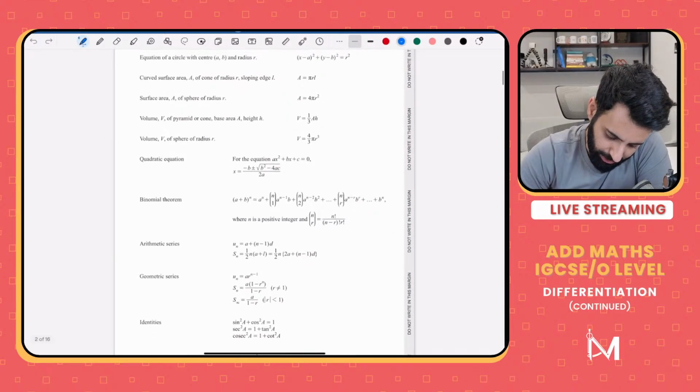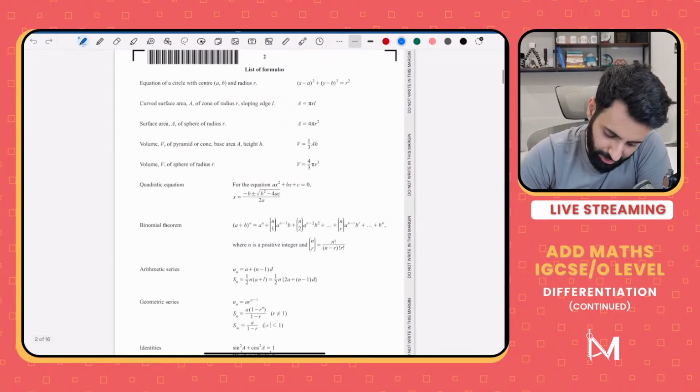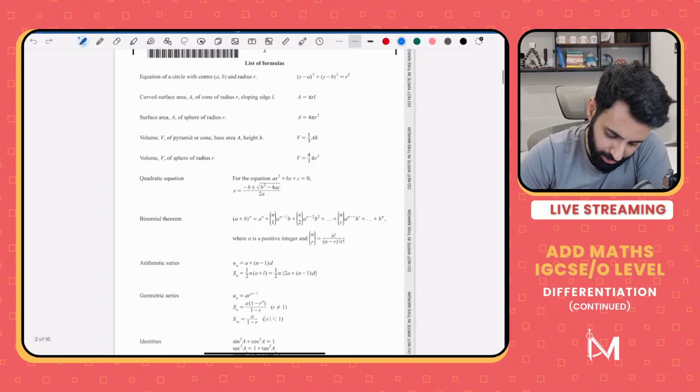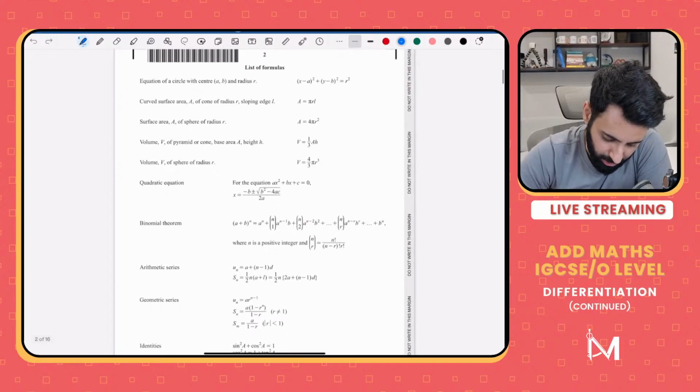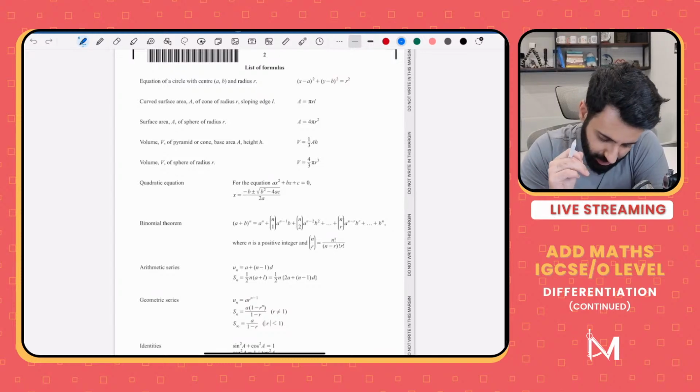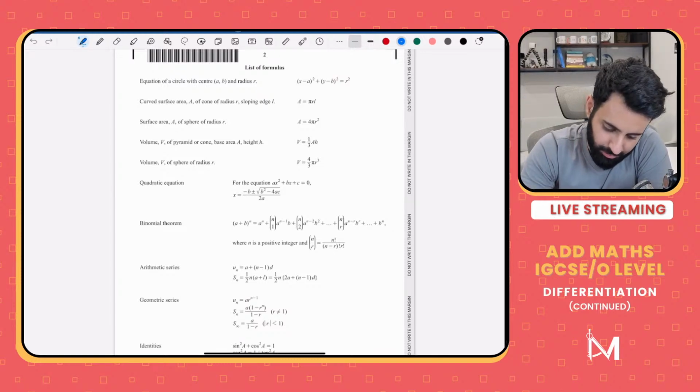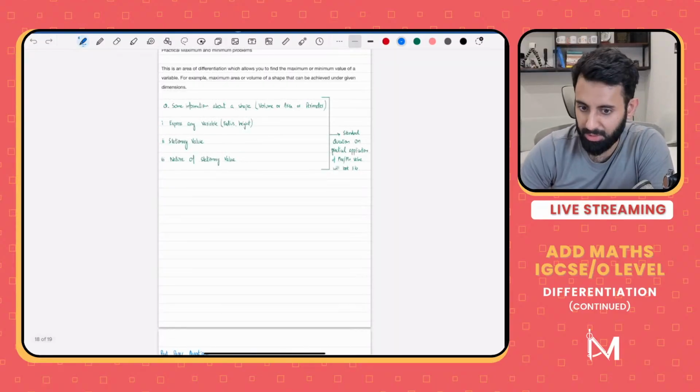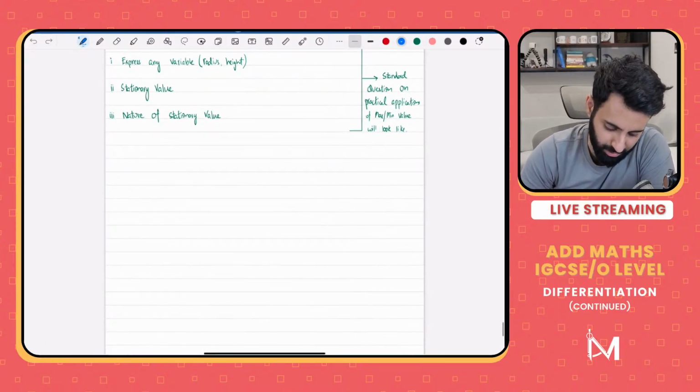Yes, you're given a formula sheet, but I would still advise that you memorize. Although you're given a formula sheet, you're not given the formula for a cube, you're not given the formula for a cuboid, you're not given the total surface area formula for a cylinder, you're not given the total surface area formula for a cone. So yes, formulas are given, but I would still advise that you memorize the formulas.